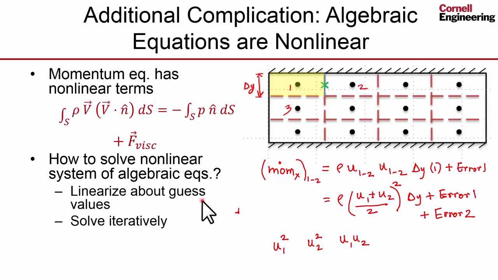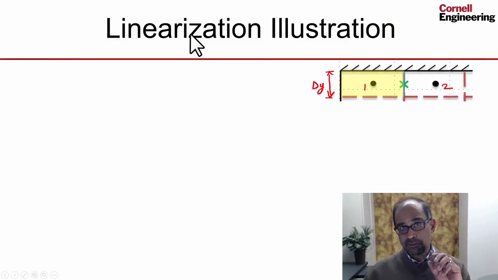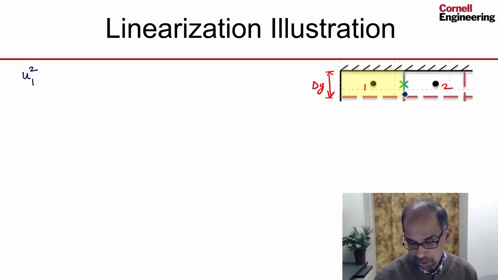So we'll take a look at how we linearize about the guess values next, and then subsequently how the iterative solution procedure proceeds. Here we'll take a look at how the linearization is done so that you get a set of linearized algebraic equations from the set of nonlinear algebraic equations. I will look at one particular term, u1 squared, which is the square of the u velocity there, and we got that when we wrote the momentum flux through that boundary.